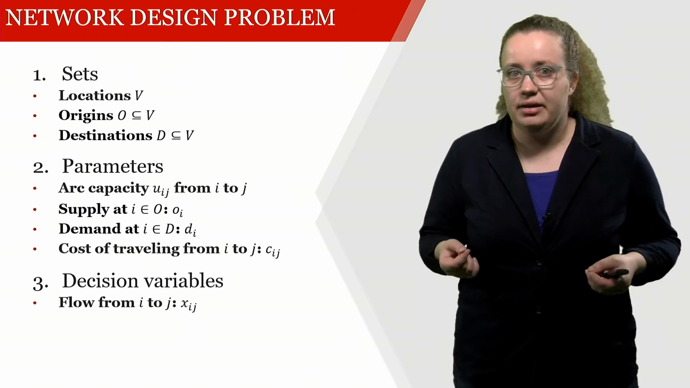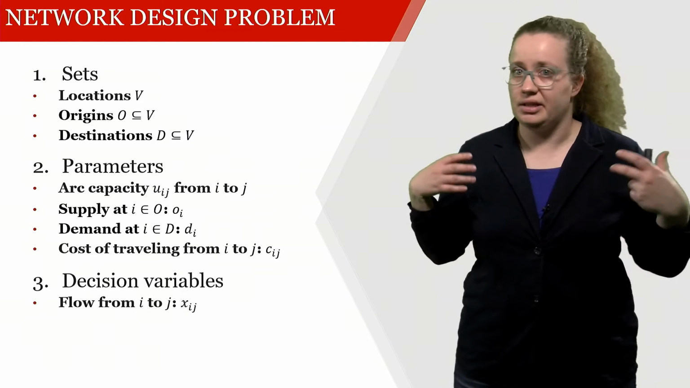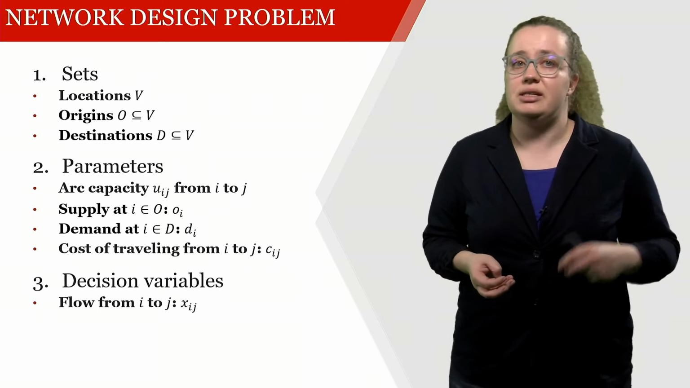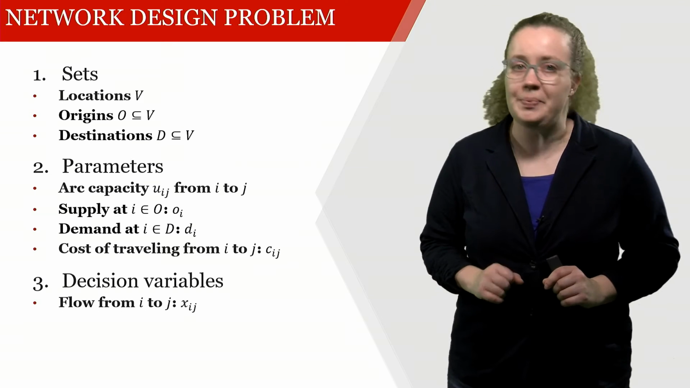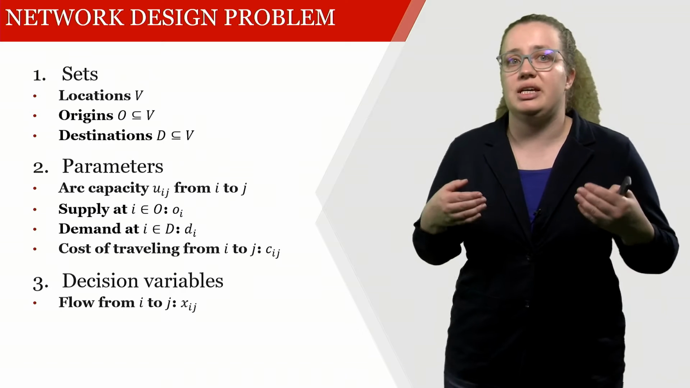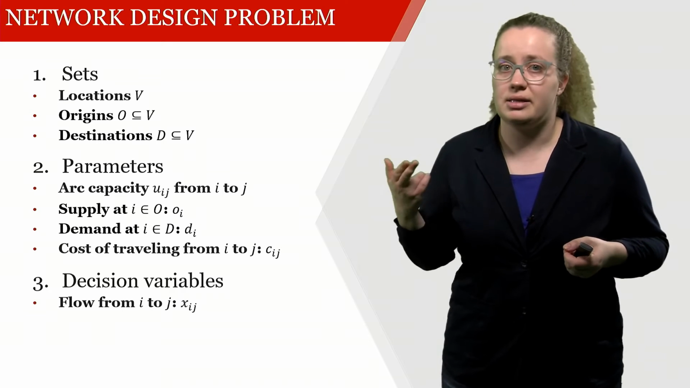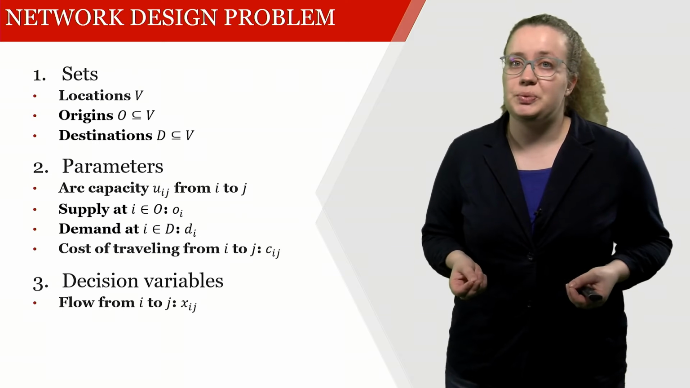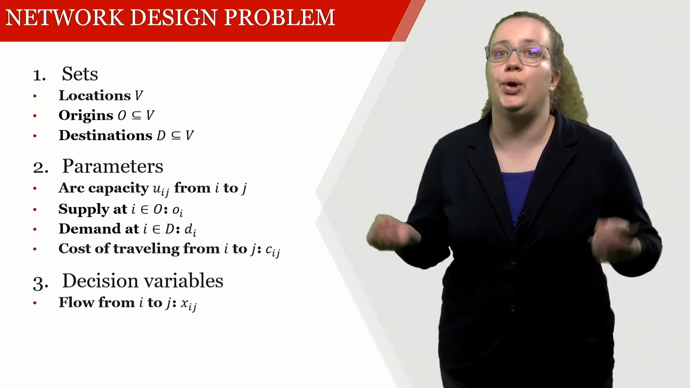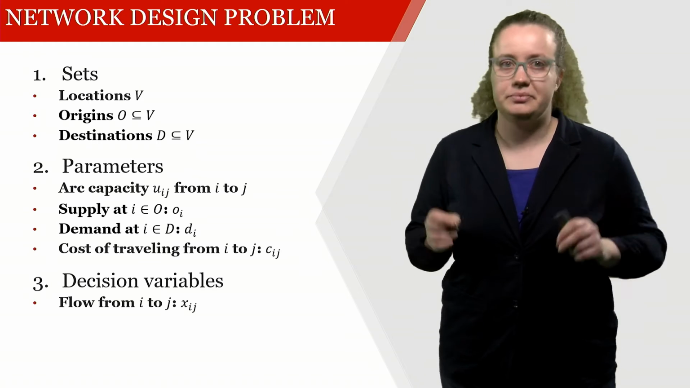So what we're having in a network design problem is we're having locations, which is origins, destinations, and potentially also intermediate nodes. We have parameters, which is our capacities, supplies, demands, and costs. And we have decision variables, which refer to the flow between 2 nodes.